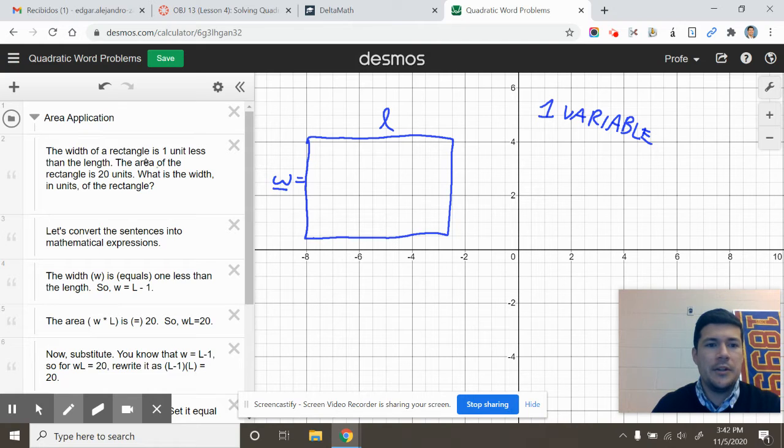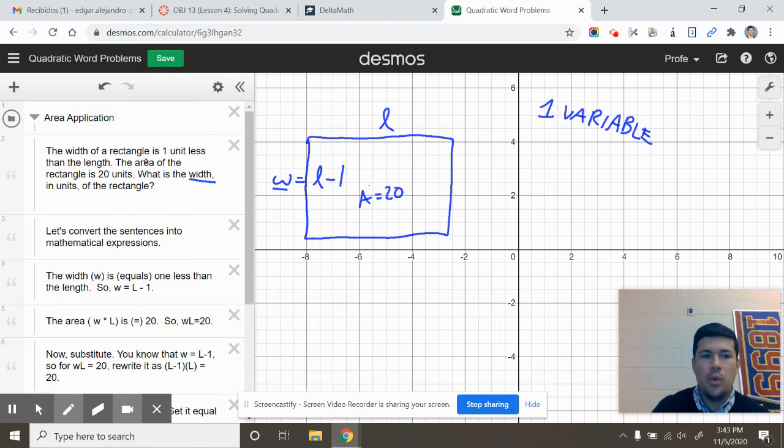So it says the width of the rectangle is 1 unit less than the length. So I can say, okay, the width is really the length, take away 1, right? Whatever the length is, it's 1 less. And then it gives me another clue about this. The area is going to be 20. Then it asks, so what's the width? See if you can solve it.